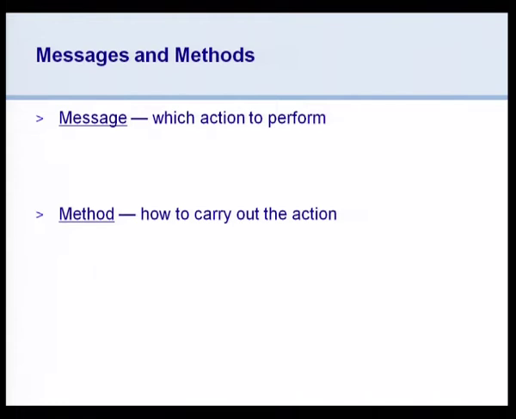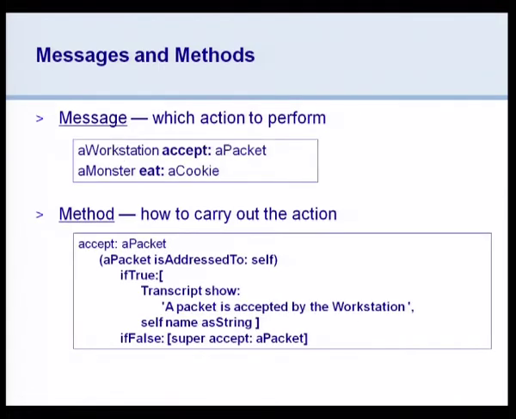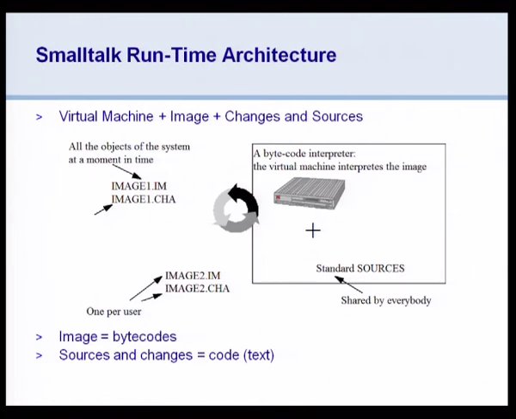Message: which action to perform. Method: how to carry out the action. We carry forward all these things even today. Even today in the world of object oriented we use a similar lexicon and terminology. We talked about a message, then we talk about a method, it is how to do it. Virtual machine plus image plus changes and sources. So, what does a virtual machine do?